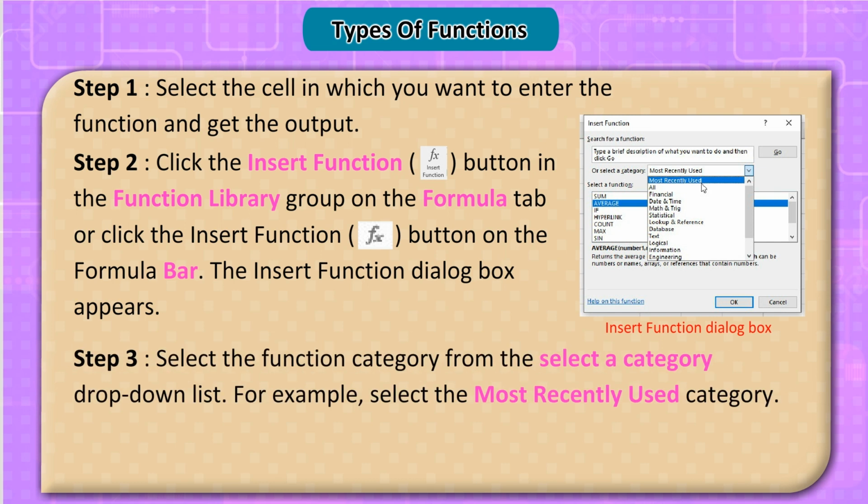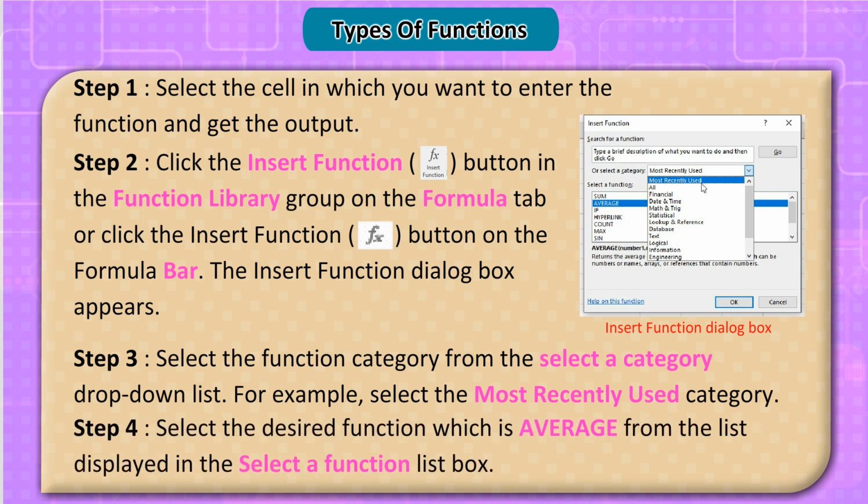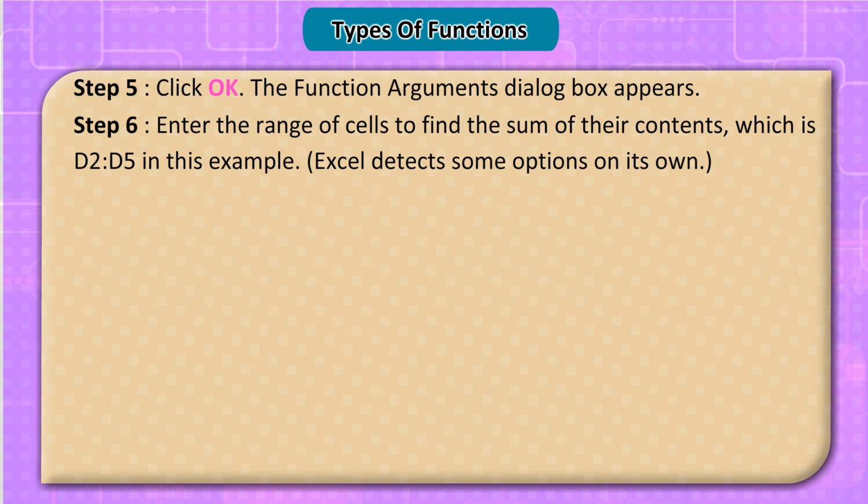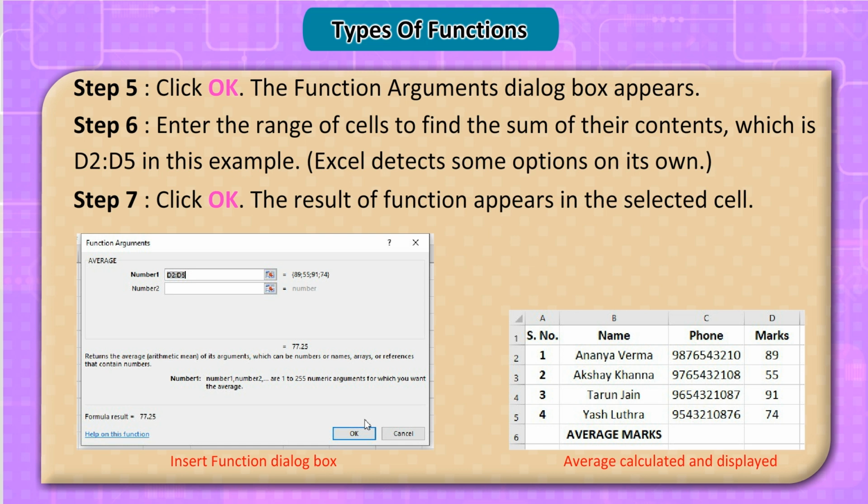Step 3. Select the function category from the Select a Category drop-down list. For example, select the most recently used category. Step 4. Select the desired function, which is average, from the list displayed in the Select a Function list box. Step 5. Click OK. The Function Arguments dialog box appears. Step 6. Enter the range of cells to find the average of their contents, which is D D in this example. Excel detects some options on its own. Step 7. Click OK. The result of the function appears in the selected cell.